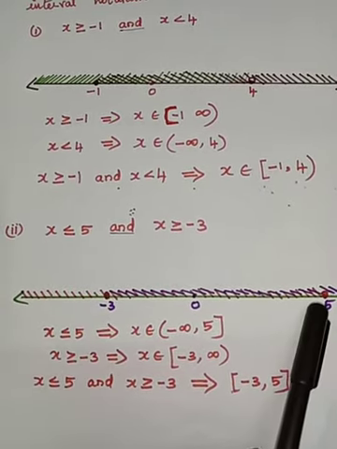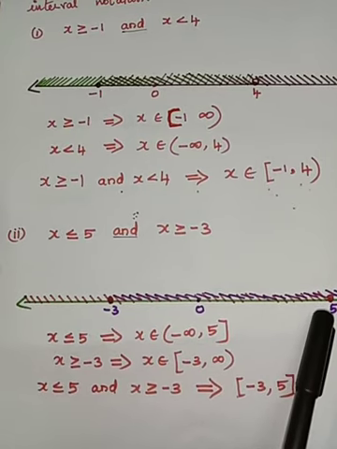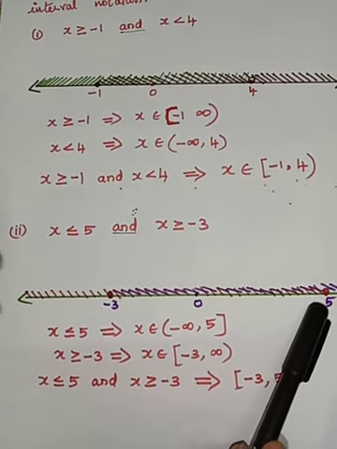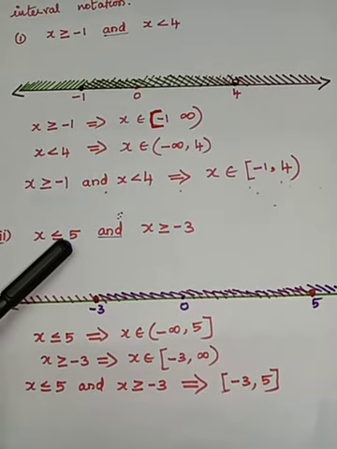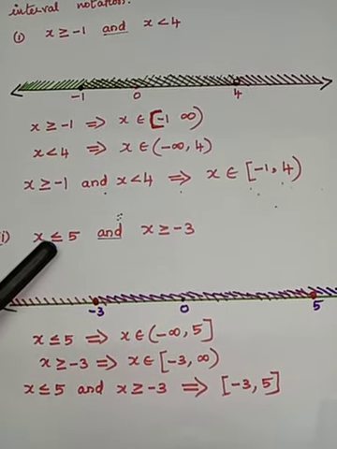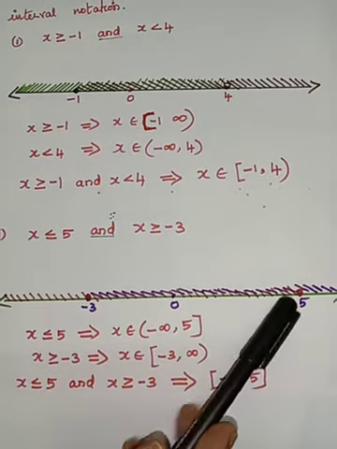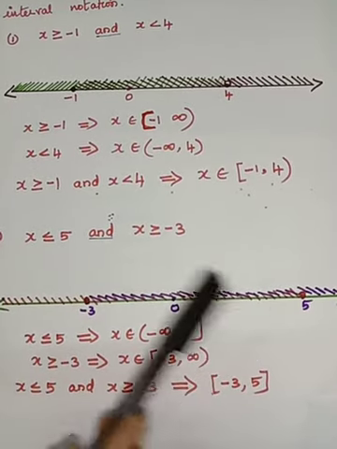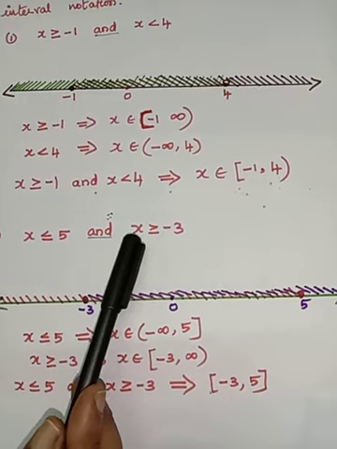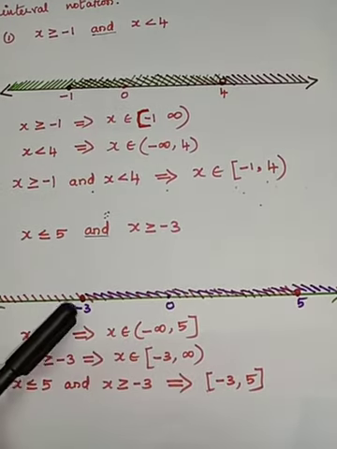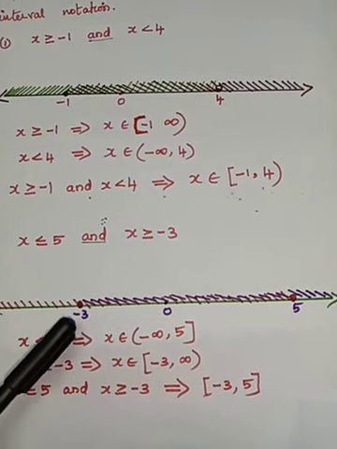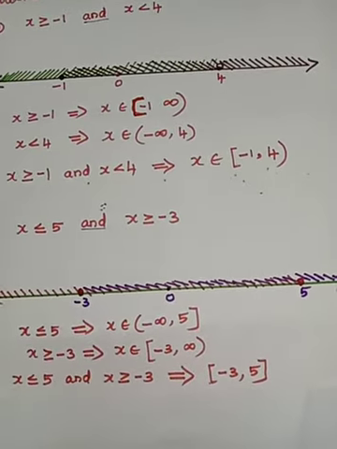Another point, 5, is on the right side of 0. Okay. You take the first one. x less than or equal to 5. So here what symbol is there? Equal to. So the 5 is shaded. Okay. And you see this also. x is greater than or equal to minus 3. So minus 3 is included. So here also I have shaded. So both the points are included in this problem.